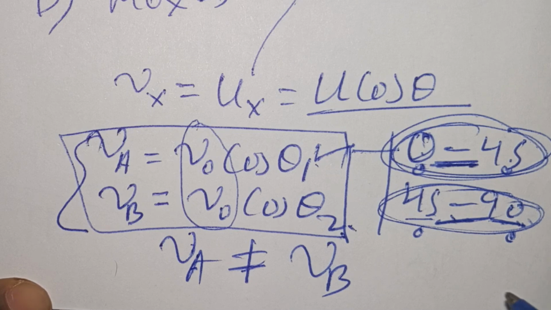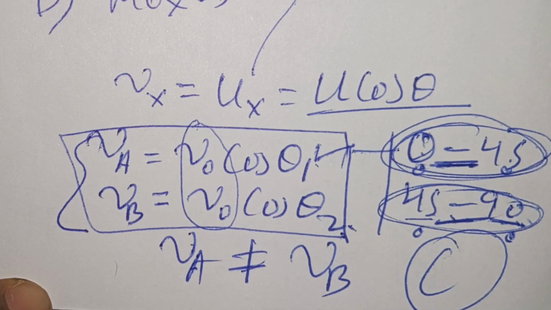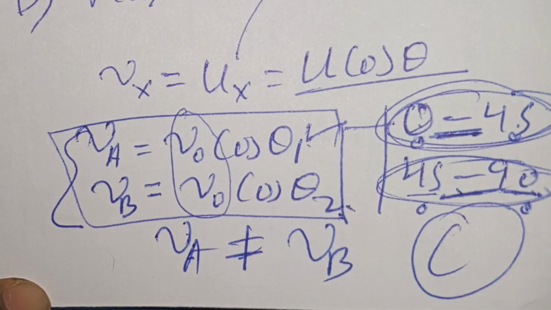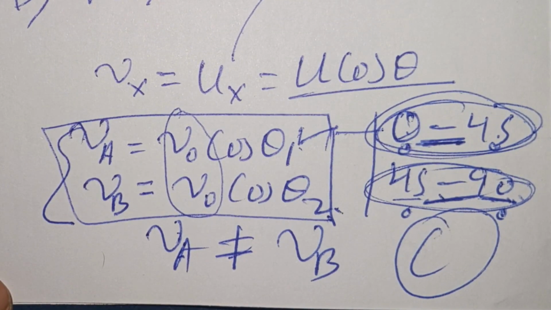So the correct answer for this question is alternative C, which says the ranges of the balls are the same when the sum of the angles is equal to 90 degrees, or when the two angles are complementary with each other.